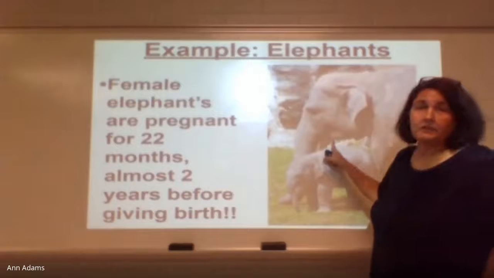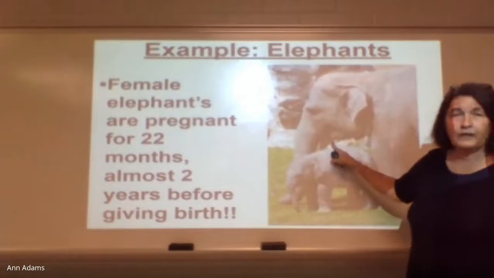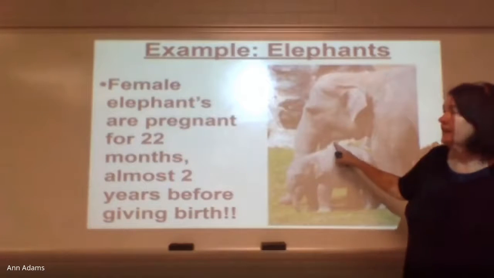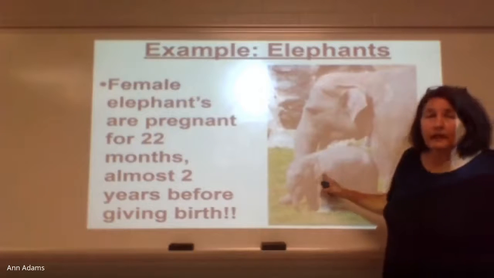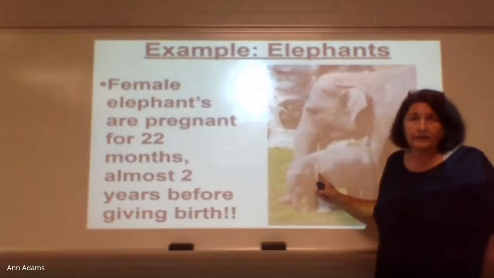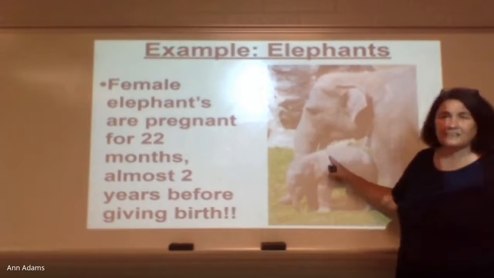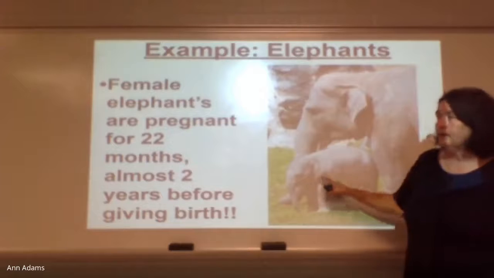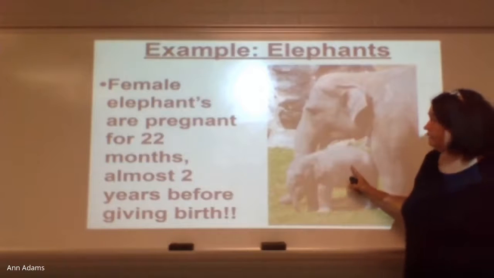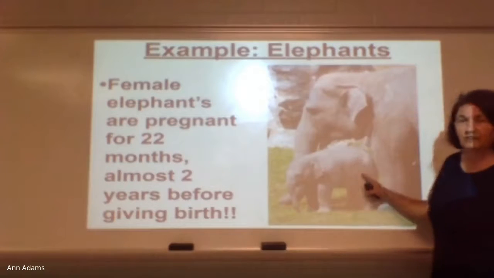The elephants, we talked about how long it takes for the elephants to reproduce. It takes 22 months, almost 2 years, for an elephant to have a baby. So that's a disadvantage because that's not quick. That's a disadvantage for the elephant. We talked about that. We looked at that.